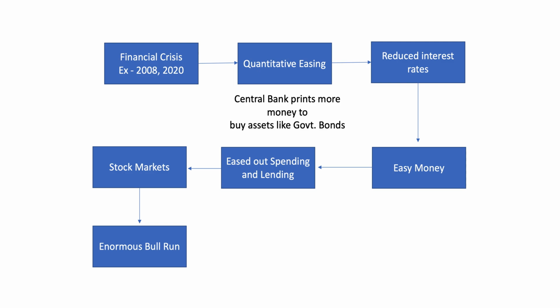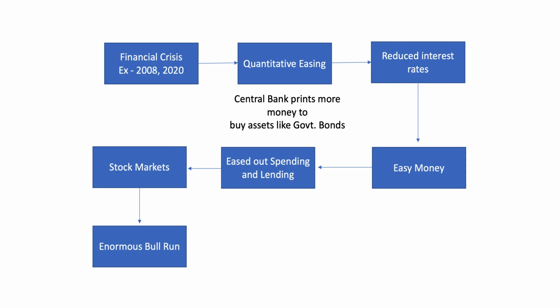Now, this process is known as quantitative easing or QE, and the overall objective of QE is to reduce the cost of borrowing across the entire economy. That leads to reduced interest rates, and that eventually leads to easy money. That eventually goes into the stock markets, giving rise to the fantastic bull run that we have seen over the last 1.5 years. Now, why is this easy money made available? The overall objective here is to ease the spending and the lending process.